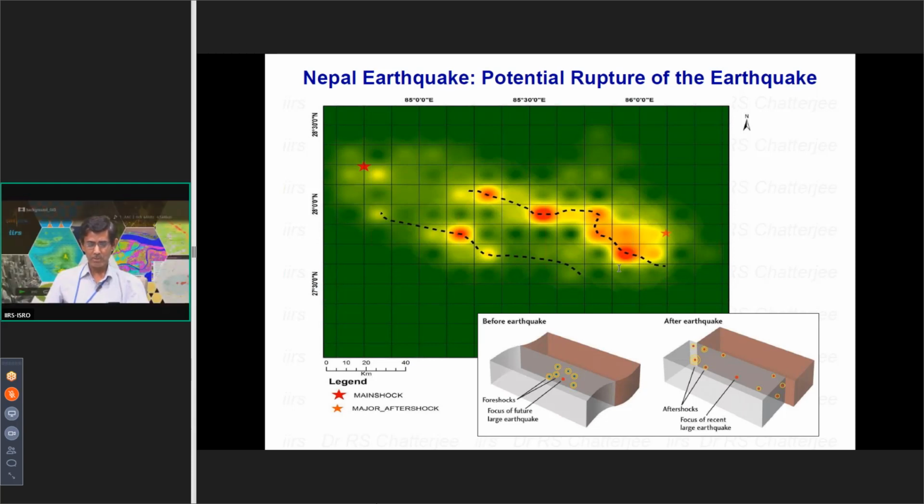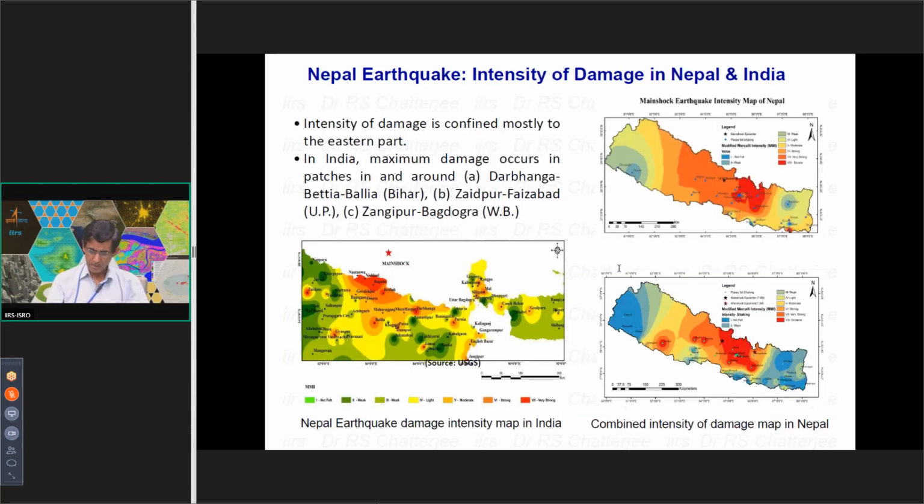One way of doing that is by plotting the aftershocks, and based on the aftershocks, there are two possibilities. The rupture plane may be either the southern one or the northern one, based on the dashed lines. Now, if we use differential interferogram, it helps us zero in on the possible rupture line, and based on that we estimated the PGA value to get the damage in and around the Nepal earthquake location.